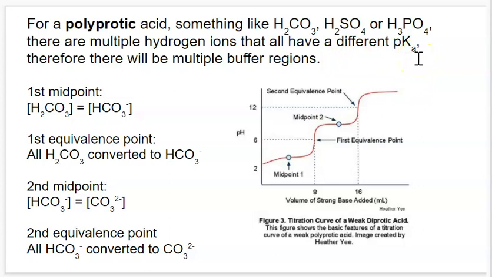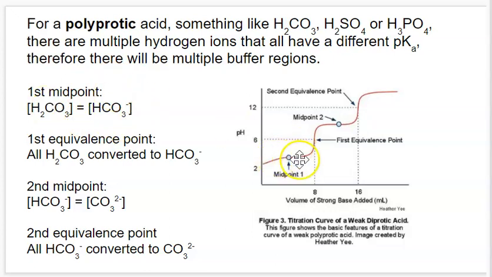But you'll also see that there's sort of a cycle that repeats. So for example, we could call this a carbonic acid solution. We'll start here with H2CO3. And then as we start to titrate it with a strong base, we reach our first buffering region and we get to our first midpoint. At this midpoint, the amount of carbonic acid is going to be equal to the amount of its conjugate base, and the pH is going to be equal to the pKa.